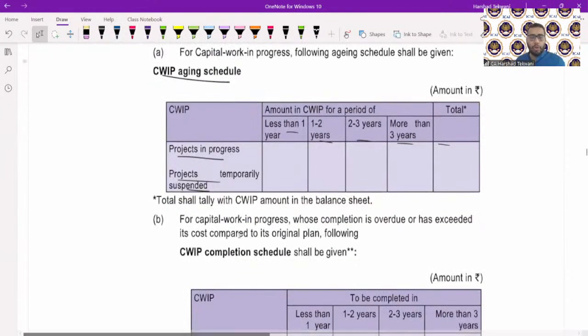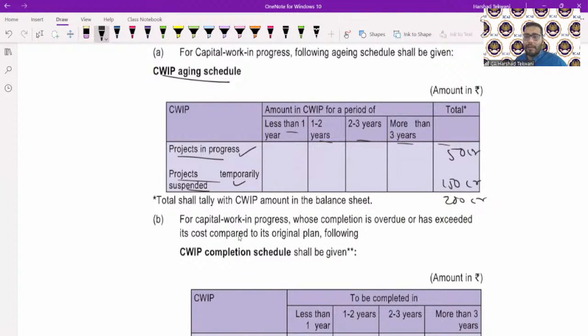So over here, two things: projects which are in progress, and projects temporarily suspended. Both details are required to be provided. This way, stakeholders will have a clear-cut understanding. There is a CIP, but let's say, for example, total CIP is 200 CR. Out of that 200 CR, 150 CR is for projects which are suspended temporarily, means the company is not continuing those projects as of now because of XYZ reason. 50 CR is projects which are in progress.